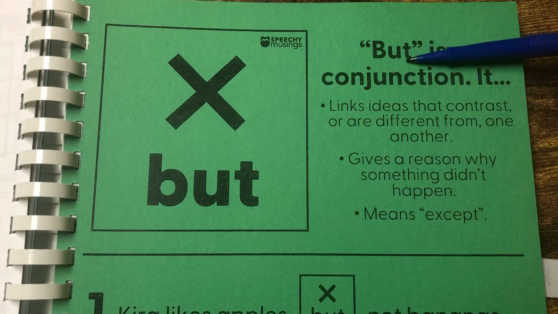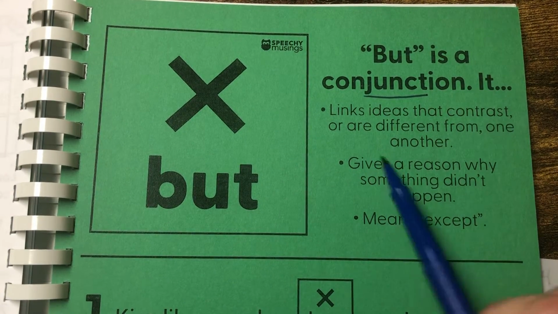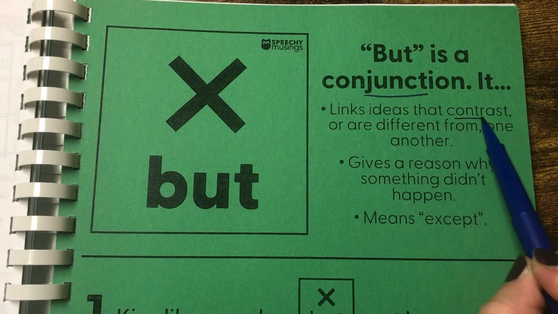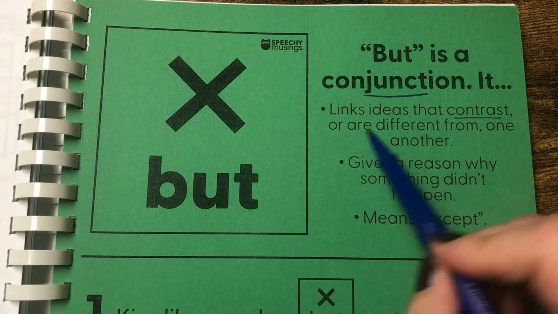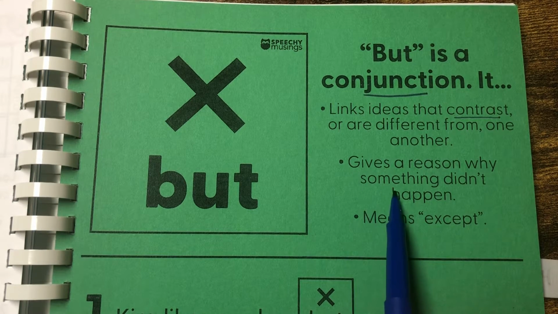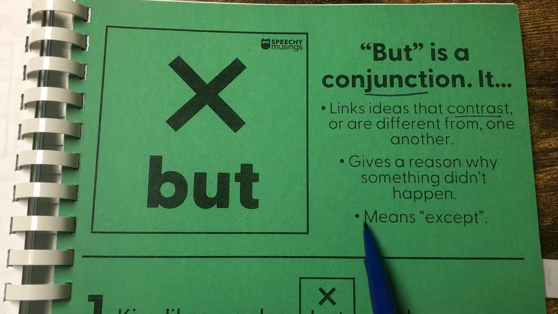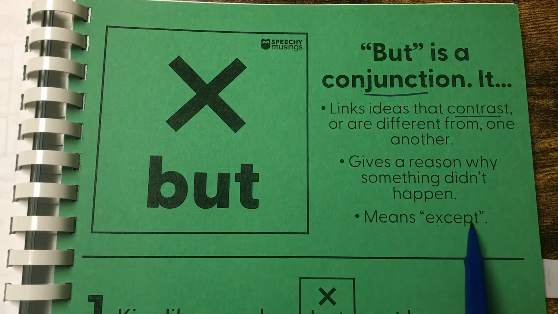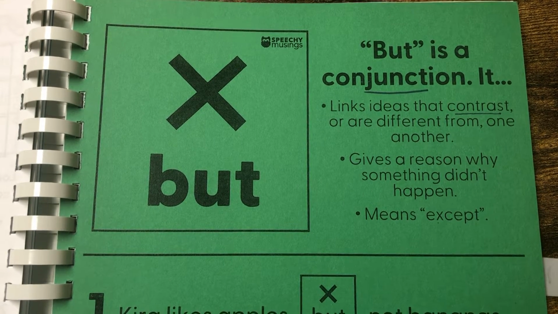So but is a conjunction. Remember that junct is going to mean to join, and it can do 3 things. It can link ideas that contrast. So contrast means that something is different. So they can connect or join ideas that are different from one another. It can give a reason why something doesn't happen or didn't happen. It can also mean except. So like you could replace the word but with except. So you're kind of like excluding something.